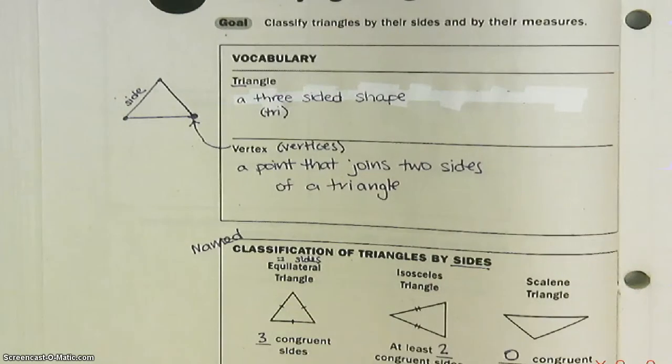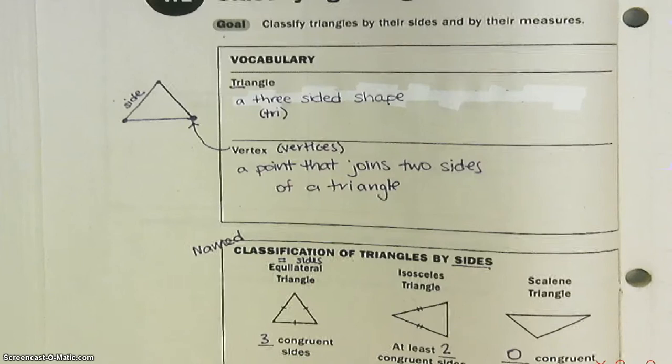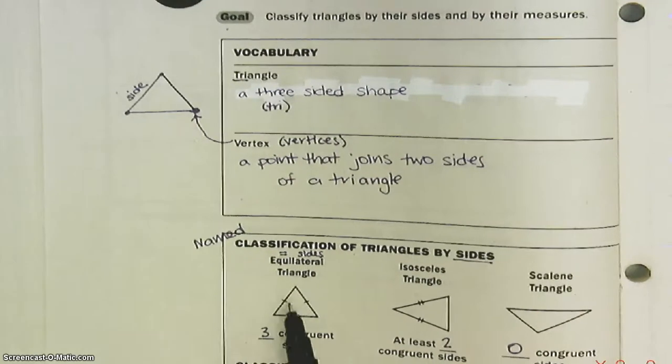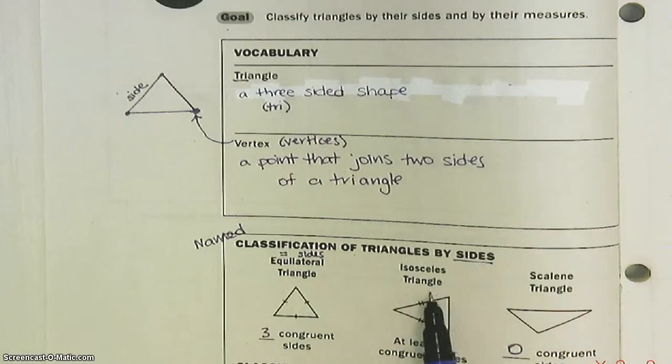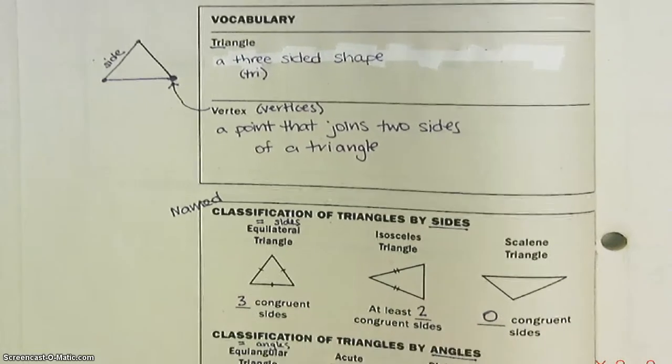Equilateral has three congruent sides. Notice in the picture, all three are equal. Isosceles has at least two congruent sides. Here's the two tick marks. And scalene has zero congruent sides.